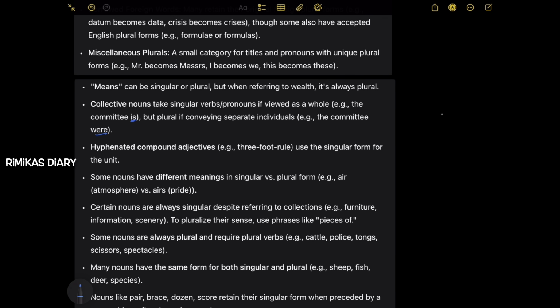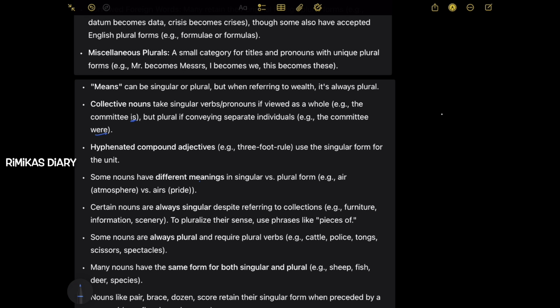Hyphenated compound adjectives. Example, 3-foot rule. It uses the singular form for the unit.